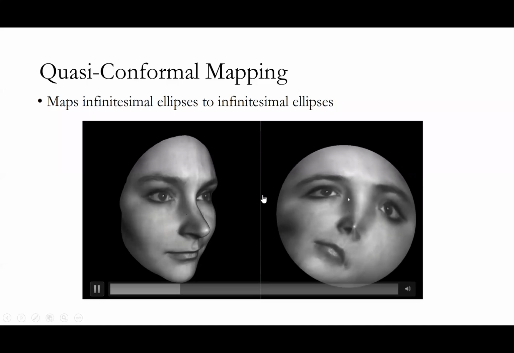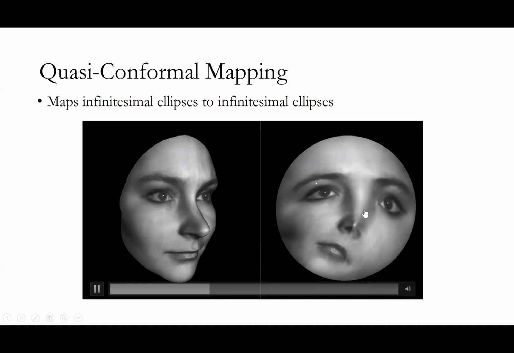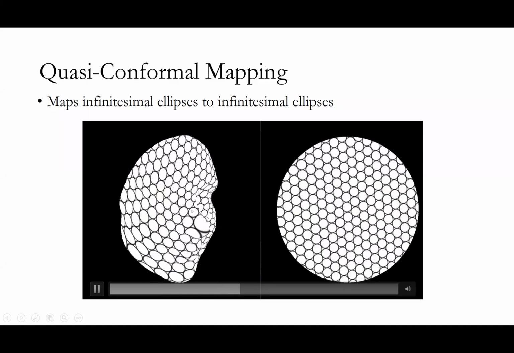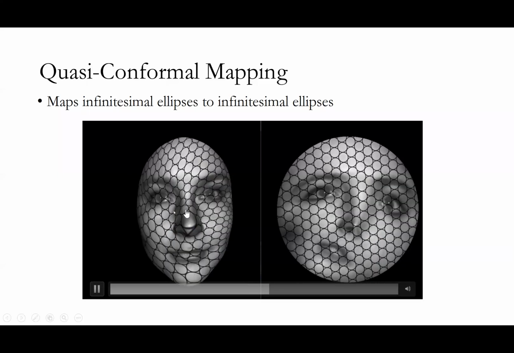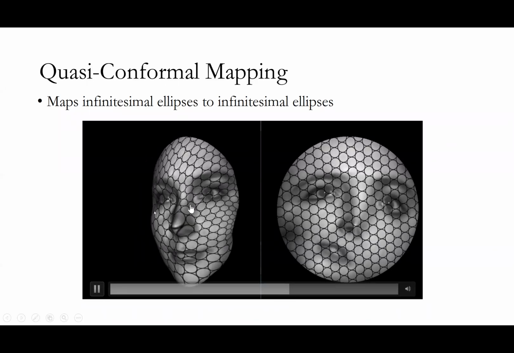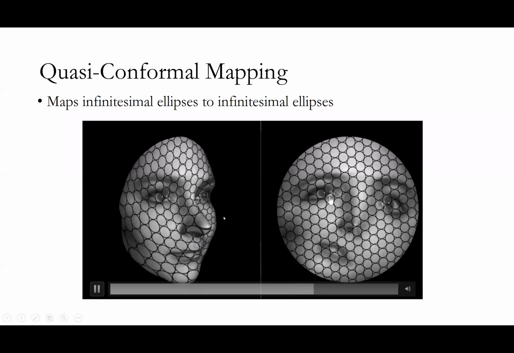Okay. So the same source surface, the same target disk, but the mapping has been changed. For this mapping, if we put a small circle here, when we pull back, they become two ellipses. So basically, this is a general mapping, which maps infinitesimal ellipses to infinitesimal circles.